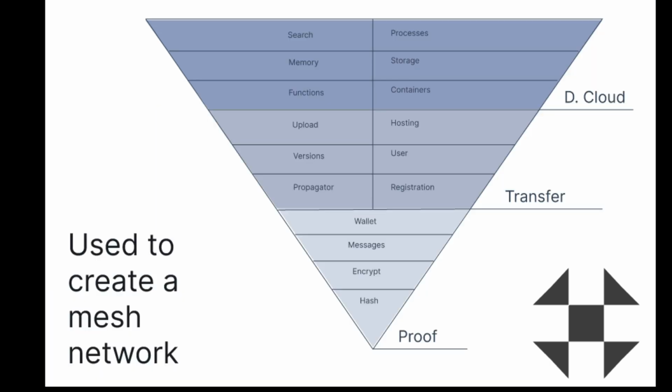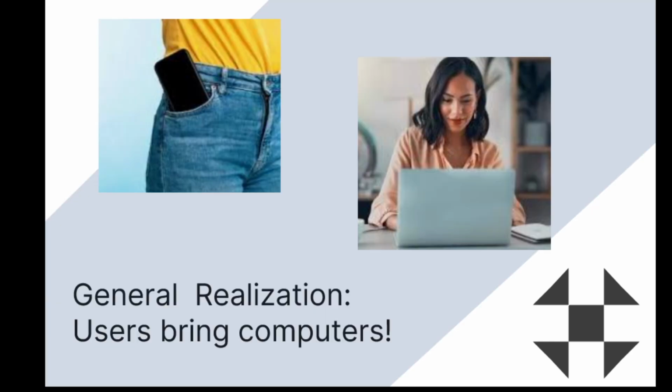Underneath or within each layer, there are submodules. I'm not going to go through them now because we're about to go through them in detail, but the proof layer has four, the transfer layer has six, and the decentralized cloud layer has six as of today.